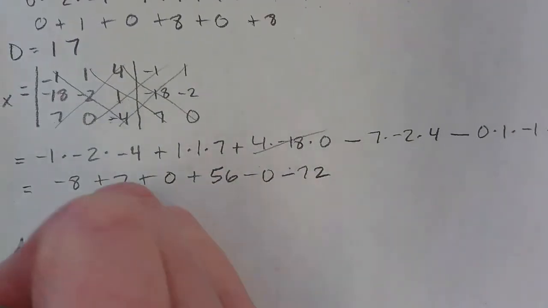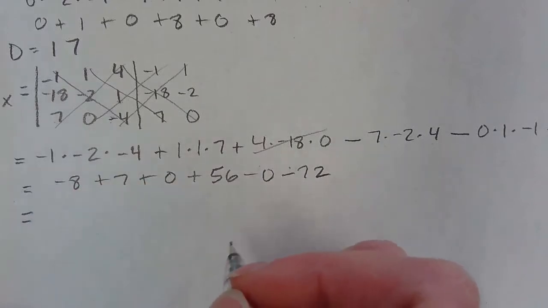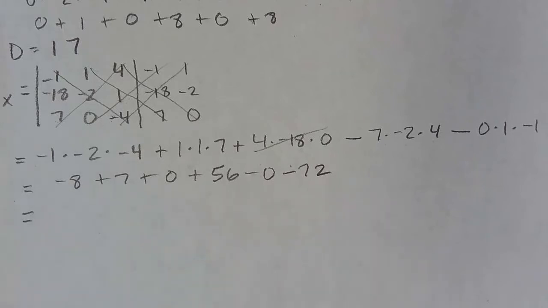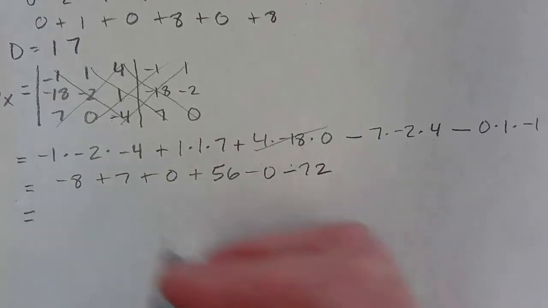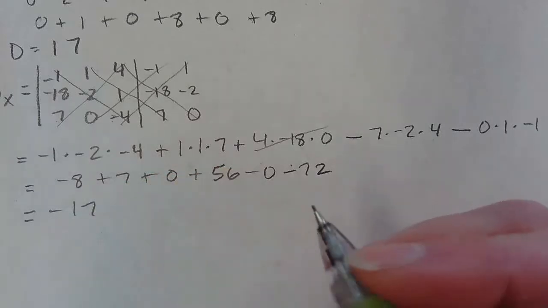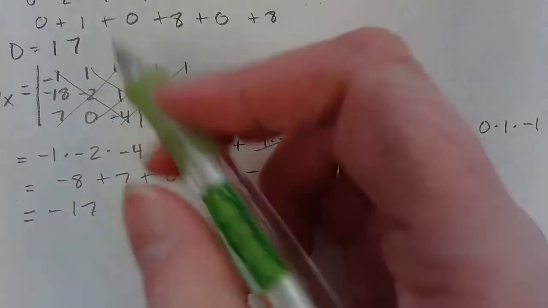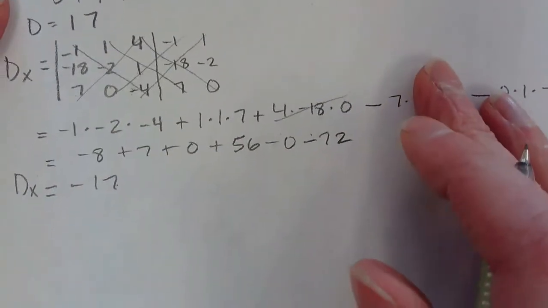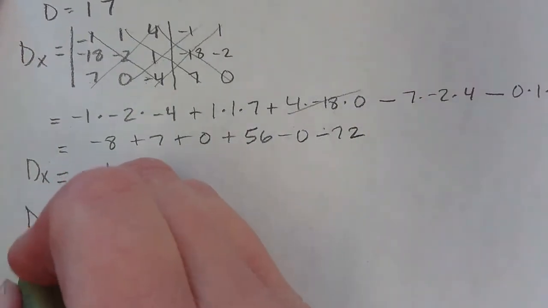So to finish this off, this is where you grab a calculator. And this should equal -87. Let me go through and double check. -17. So already I can tell that -17 over 17, that's going to be an answer for x. So I'm good there. Now I'm going to do my y determinant.